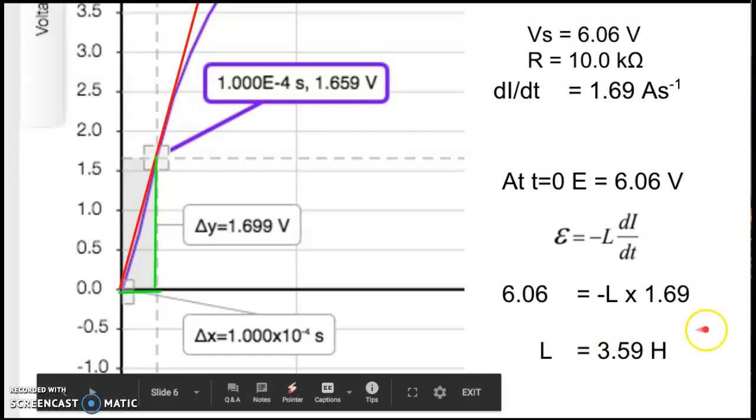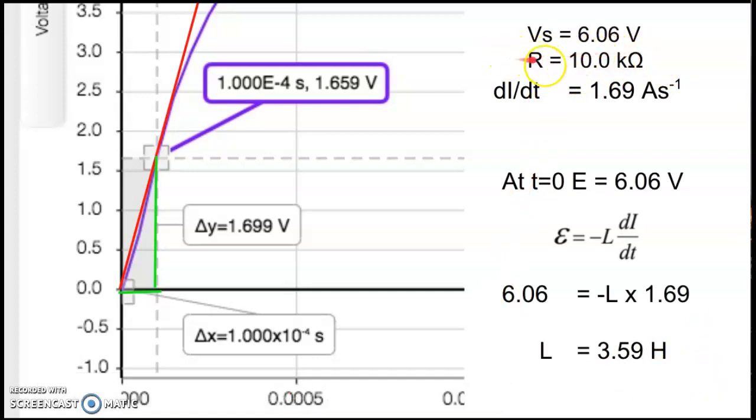I'm able to use 3 significant figures rather than 2, because if you notice at the top here, we had the resistance as 10.0, so I've got a third significant figure of resistance, even though it was 10.0.